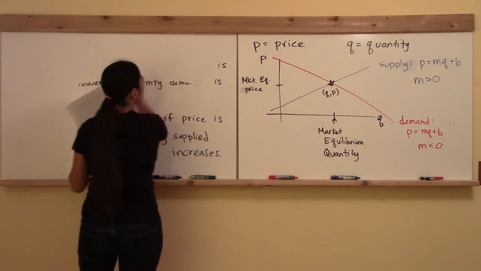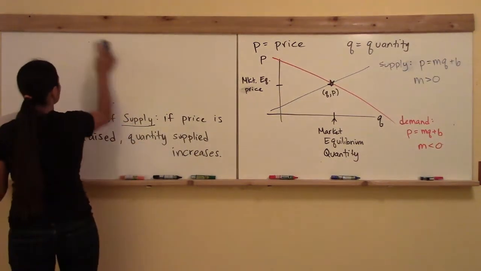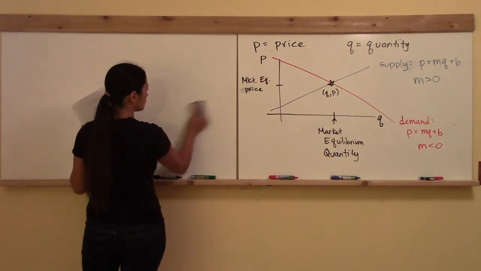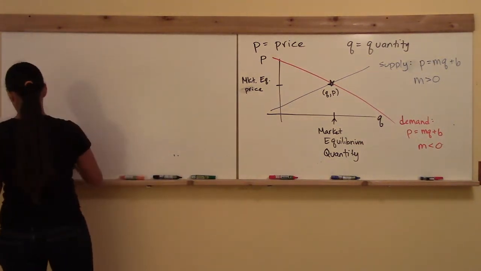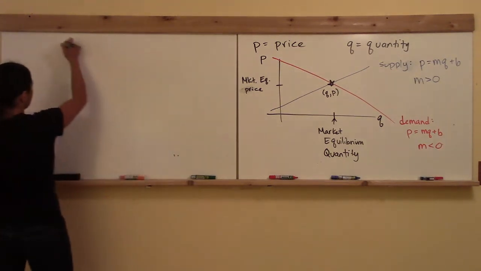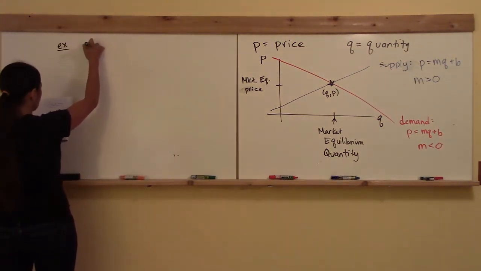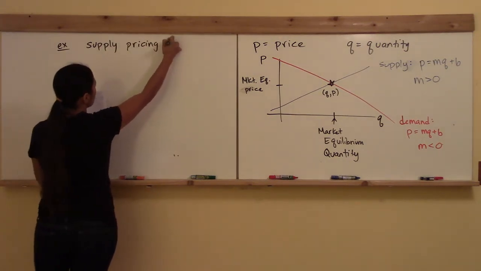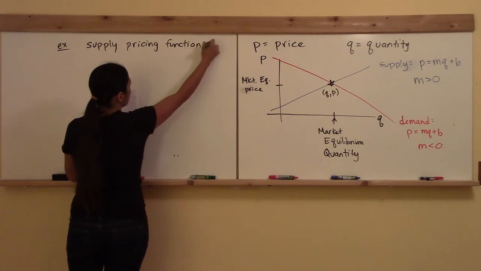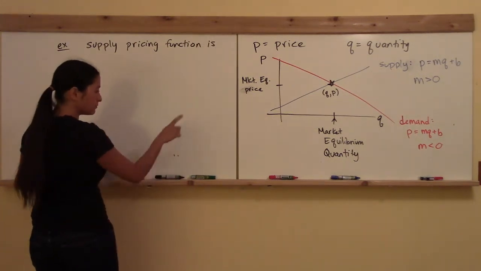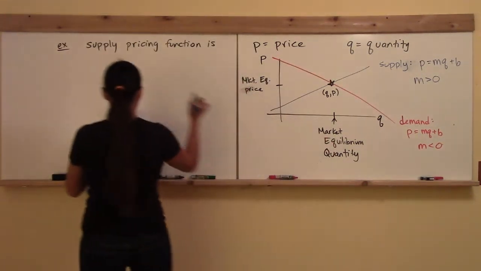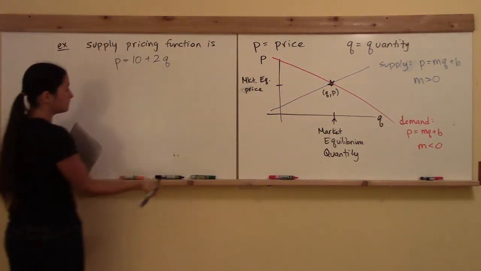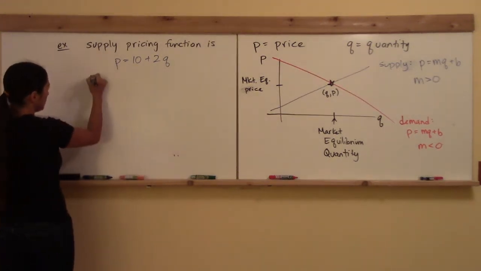Okay, so let's get a concrete example here so we can see how to find the market equilibrium. I'm going to give you a couple equations. We'll talk about what the numbers mean, and then we'll use algebra to solve for the market equilibrium. Okay, so let's say, for example, the supply pricing function, and I'll continue to write that one in blue because I'm using blue for supply here. Let's say that's P is equal to 10 plus 2Q. Okay, and then we're going to have a demand function.